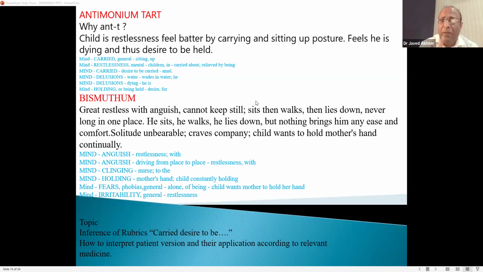Antimonium tartaricum child is restless and feels better by being carried and in a sitting-up posture. He feels he is dying and thus desires to be held. Basically, this patient is very restless, wants a sitting-up posture, and says, I am dying, I need support. These are the supporting rubrics: carry desire to be carried, sitting up, restless children, and carried about relieved by being carried, delusion, water, wades in water.